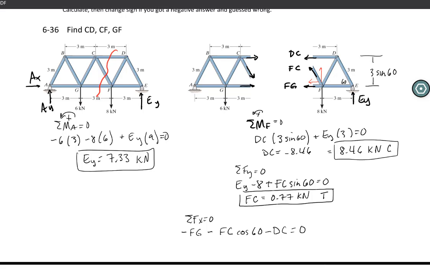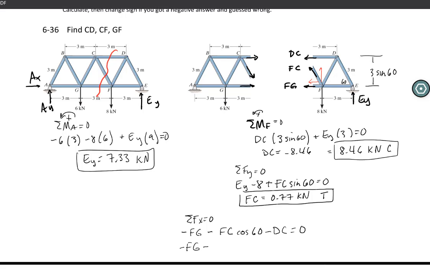Now this is the one I'm looking for, FG. FC is a positive tension. In my picture, I've drawn it as positive, so I'll keep that one there. DC, I have solved this as a compression member, so it is actually going this way. So if I've drawn it as positive here, but I have a negative number, then I have to change the sign when I put it into the equation. So that's just a little bit tricky on how you make sure you do that.